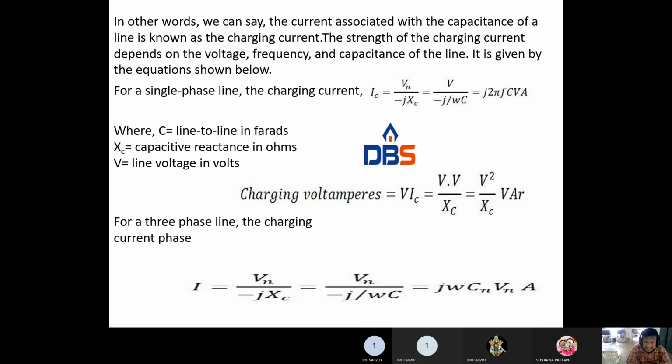The formula for charging current is IC equals V by XC. What is the formula for XC? Capacitive reactance, that is 1 by omega C. What is the omega value? 2 pi F. Therefore IC equals V by (1 by omega C). That omega C comes to the numerator, so IC equals j omega C V, where V is the phase voltage and omega is 2 pi F. Therefore charging current is equal to 2 pi F C V phase, right? C is the line to neutral capacitance in farads and V is the phase voltage. Therefore charging current in volt ampere, multiplying with voltage, is V square by XC.